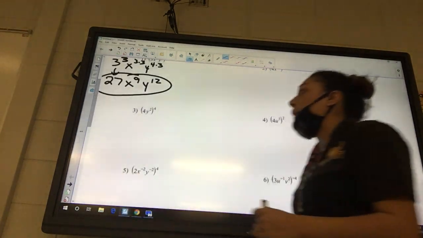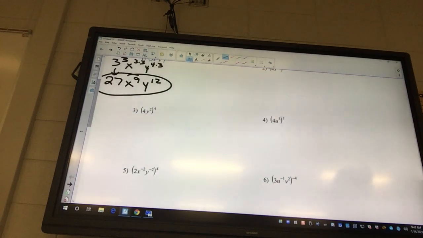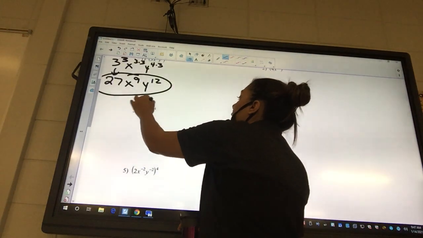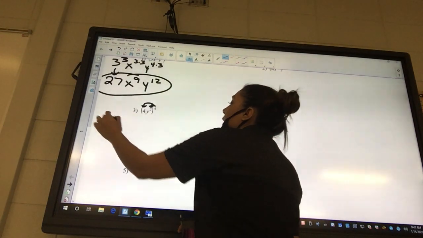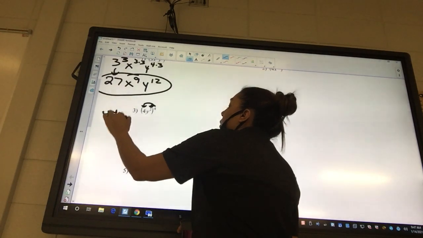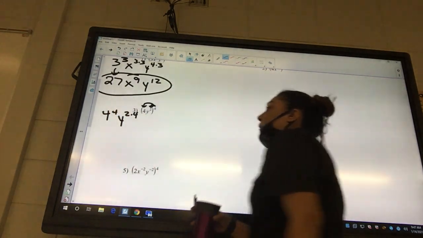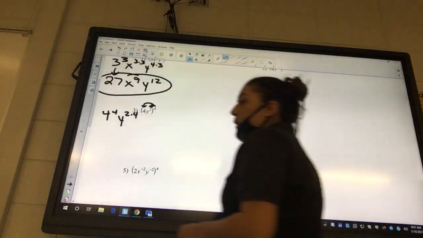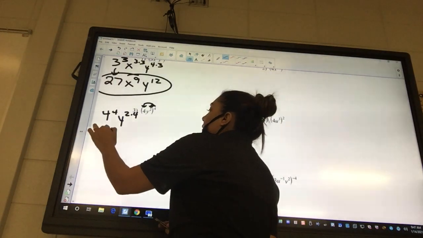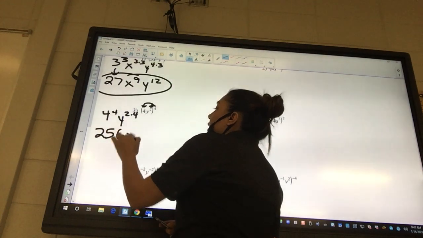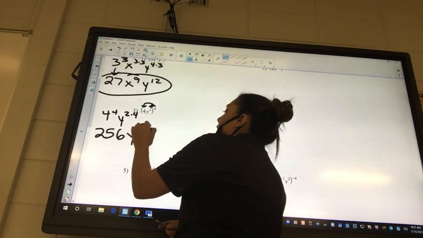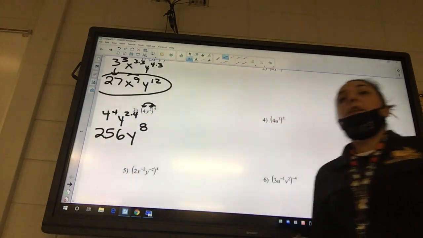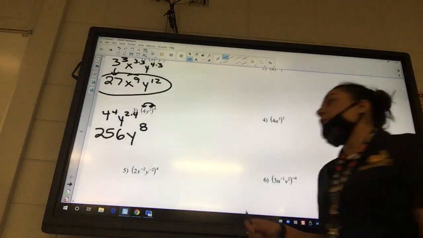Okay, look at 3. Same thing, you need to take that power exponent and put it to everything. So we're going to have 4 to the 4th, y to the 2 times 4. Okay, so what is 4 to the 4th, somebody? 256. 256, and then we're going to have y to the 2 times 4, which is 8. There's no negatives there, so we're already done.